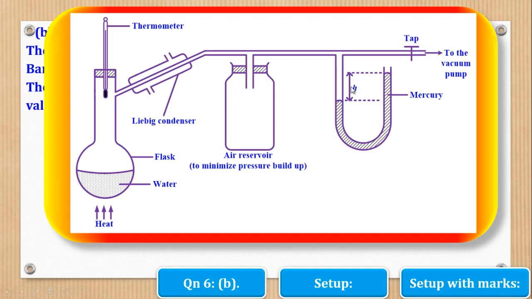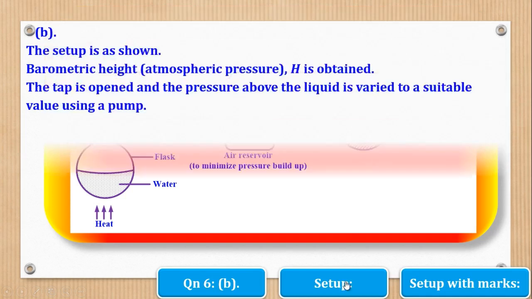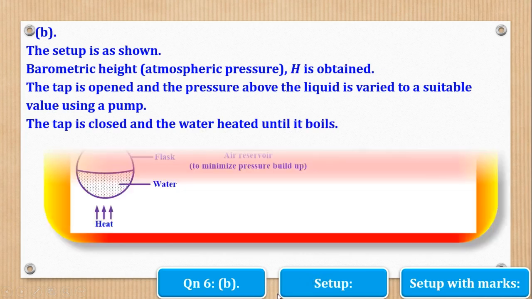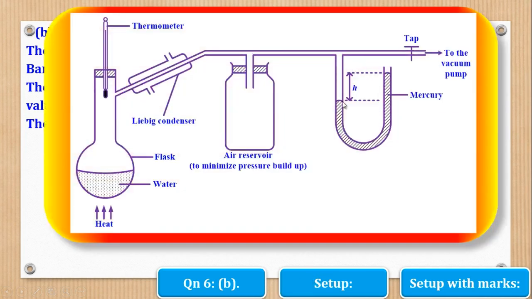So in this case, the liquid level here is below, meaning that the pressure at this point is greater than the pressure at that point. Then the tap is closed and the water is heated until it boils. So after adjusting the pressure, you close the tap and you apply heat to this water.